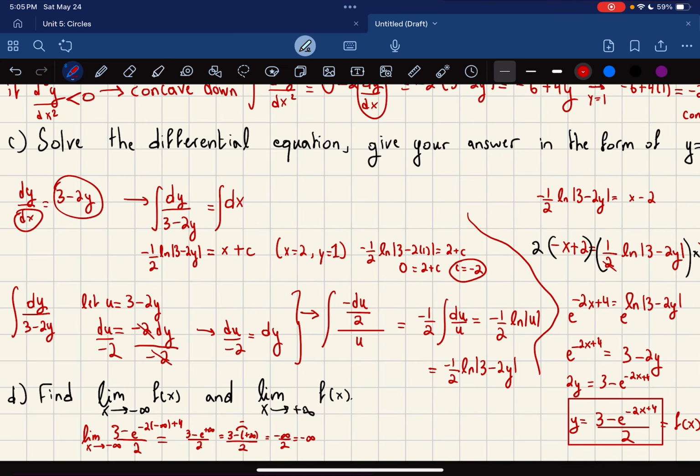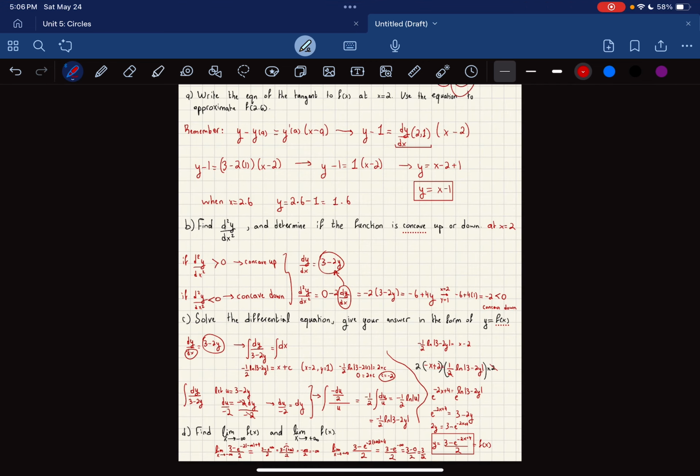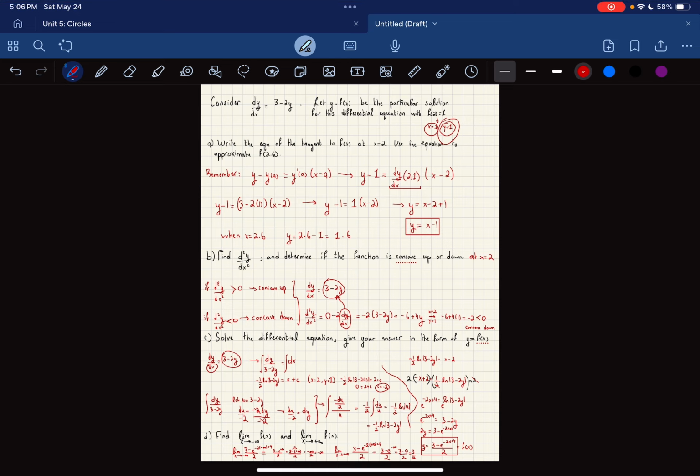Now we need to find the same thing, but at plus infinity. So limit x going to plus infinity, 3 minus e to the power of minus 2 times plus infinity plus 4, over 2. Now minus 2 times plus infinity will be minus infinity, so it's going to be 3 minus e to the power of minus infinity over 2. e to the power of minus infinity is 0, so 3 minus 0 over 2, which is 3 over 2. And this is basically it for this question in differential equations.